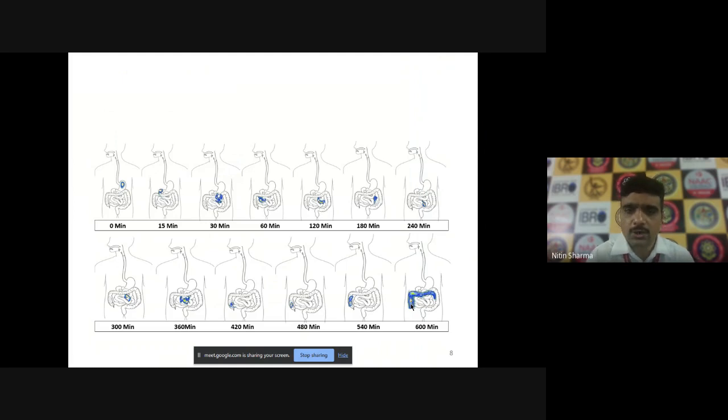So for whatever the colon indication, this kind of formulation can be very useful in case of ulcerative colitis, colon cancer or inflammatory bowel disease, any kind of disease which is specifically related to the colon, where this formulation can be used.